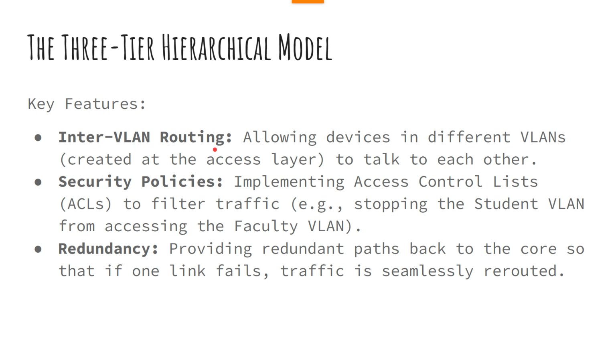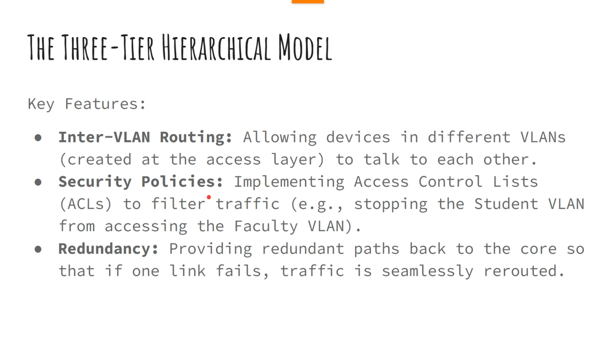The first is inter-VLAN routing. See, in the access layer we said that we are creating VLANs. But suppose I want to communicate from VLAN 10 to VLAN 20, then I need to support inter-VLAN, that is from one VLAN to another VLAN routing. Now, in order to do this, the distribution layer devices need to be configured with inter-VLAN routing. So the switches need to have the layer 3 routing capability, or the routers need to have inter-VLAN routing capability.